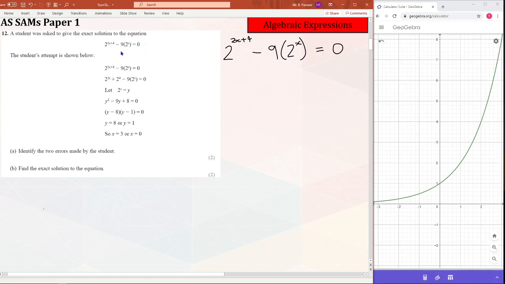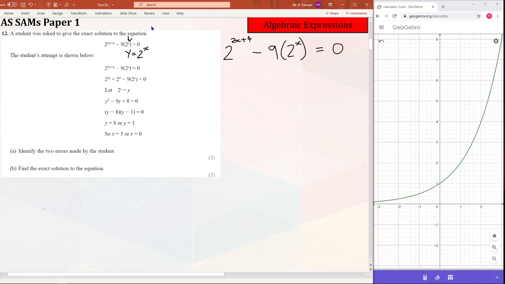As a student, you need to be able to recognize that this is a hidden quadratic, where I'm going to be trying to look at this term here and rewrite everything in terms of 2 to the power of x. So I'm going to start off by saying y is equal to 2 to the power of x. So I'm looking at this term here, and that's what you should try and do.